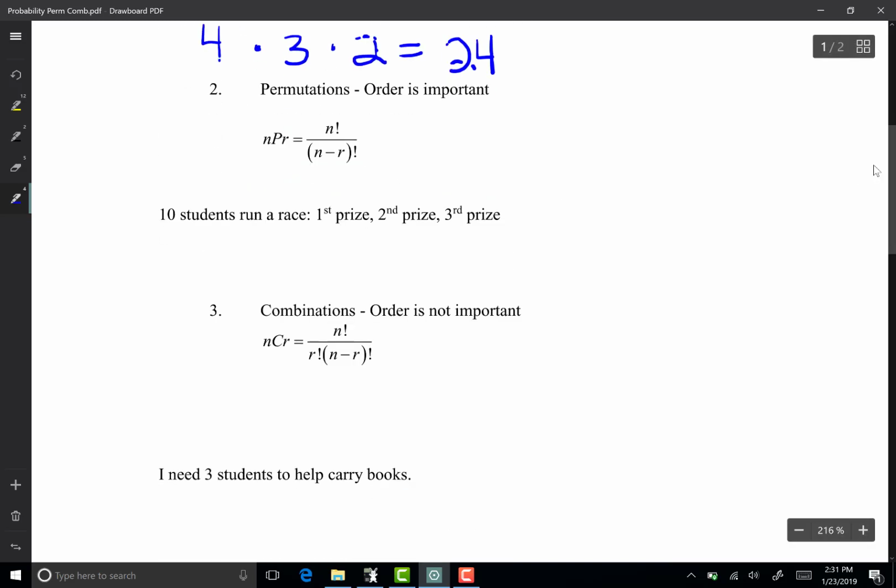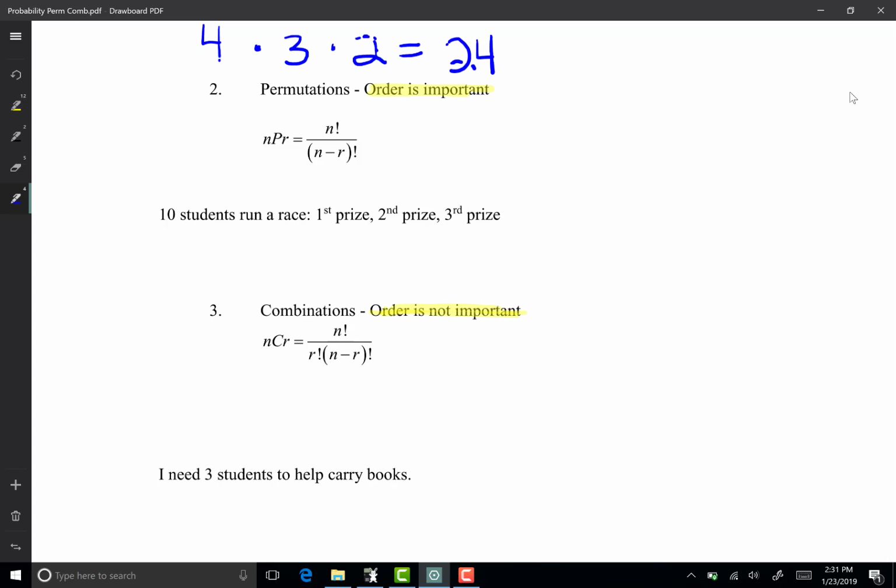Okay, let's look at permutations and combinations. So for permutations, order is important. For combinations, order is not important. Okay? So permutations, order is important. Combinations, order is not important.